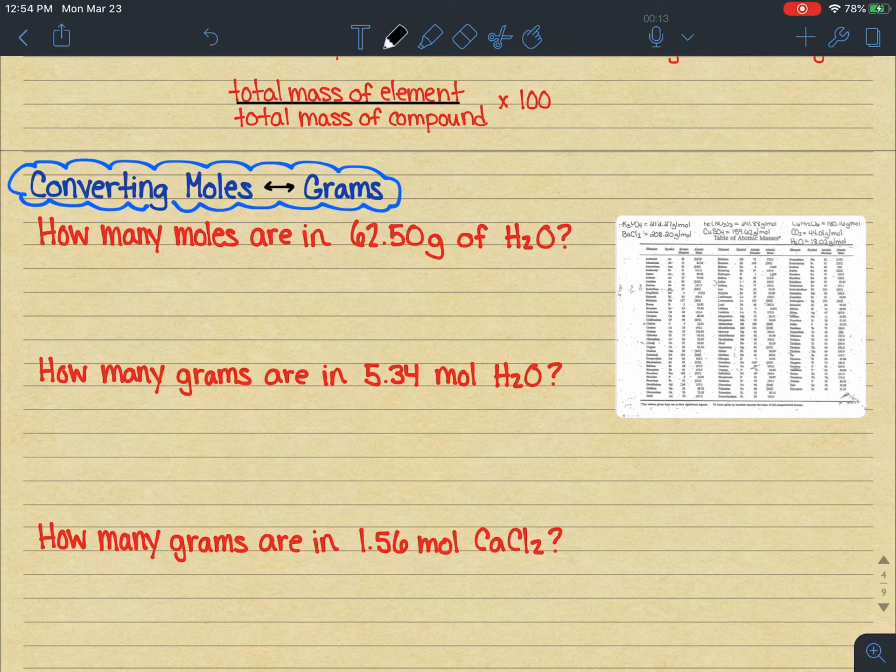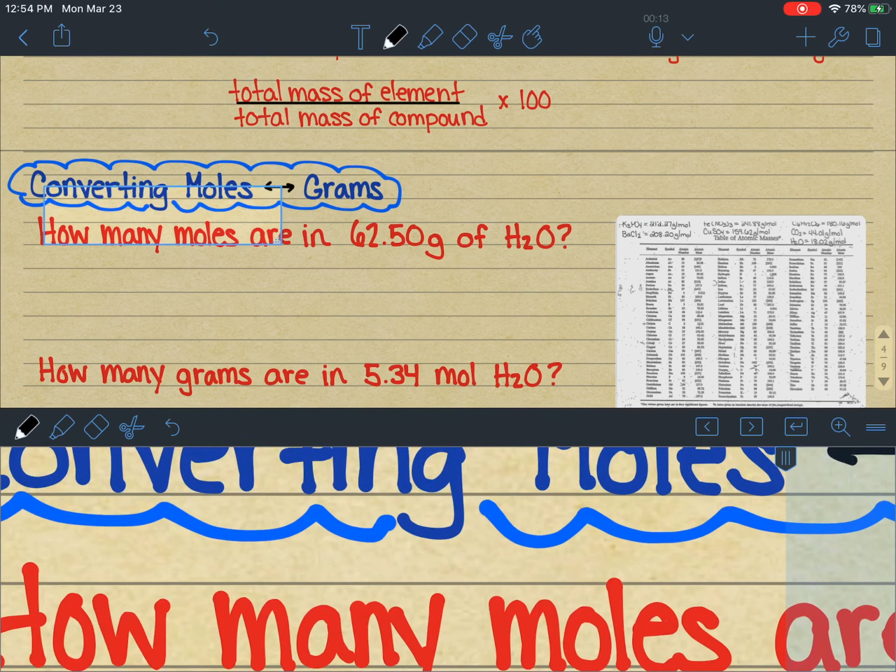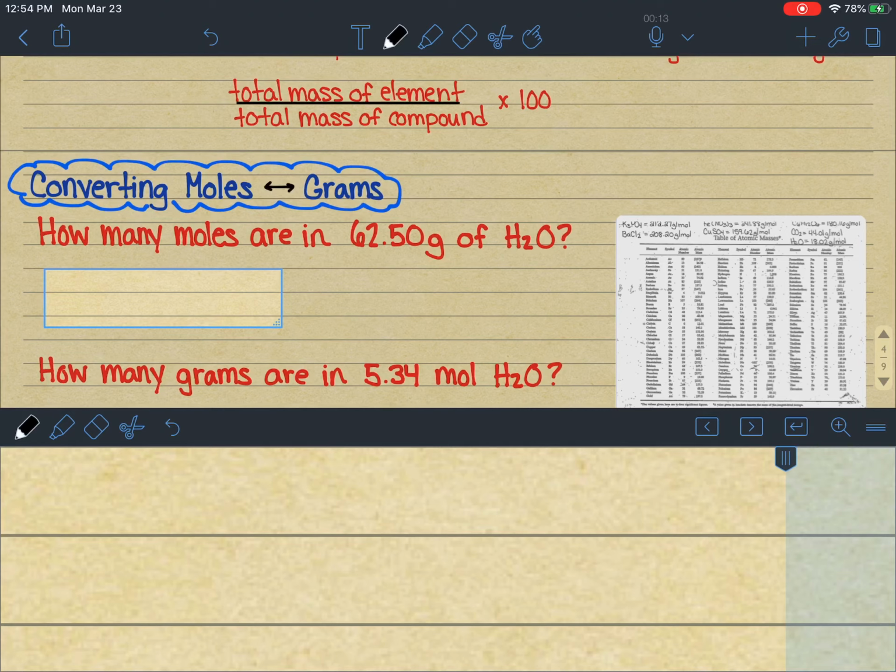Continuing on in our notes on doing some basic mole conversion, this is going to focus in on converting moles to grams or grams to moles when using compounds. All right, starting off with water. How many moles are in 62.50 grams of water?